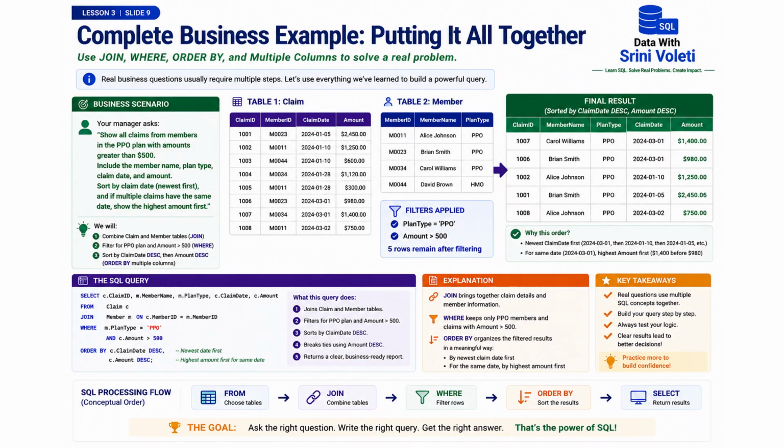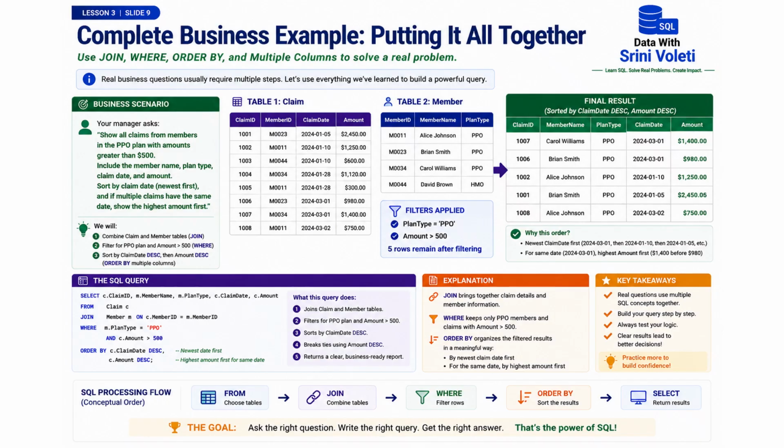Finally, we use order by to organize the result. We first sort by claim date in descending order so the newest claims appear first. Then two claims may share the same date. We use amount descending as a tiebreaker, so the larger claim appears before the smaller one. Notice how each SQL clause has a specific responsibility.